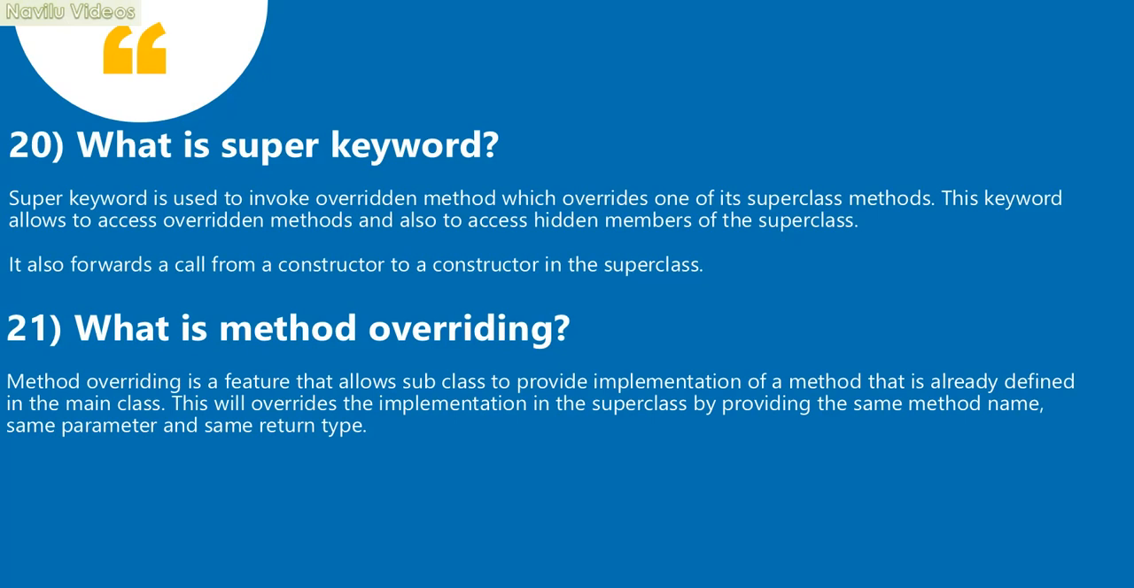21. What is method overriding? Method overriding is a feature that allows a subclass to provide an implementation of a method that is already defined in the main class. This overrides the implementation in the superclass by providing the same method name, same parameters and same return type.